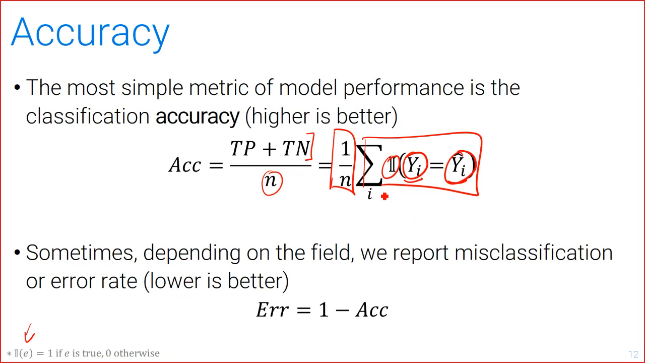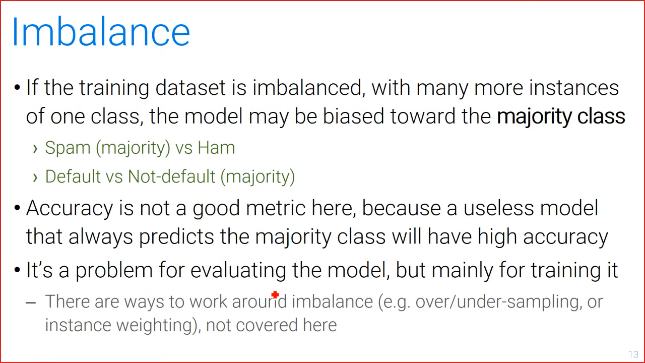By the way, depending on the field that you look at, on the literature, some people report the error rate instead of the accuracy. It's just 1 minus the accuracy. Some people prefer to report accuracy. Some people prefer to report error rate. They are essentially the same thing. You maximize accuracy or minimize error rate. Now, the problem with accuracy is class imbalance.